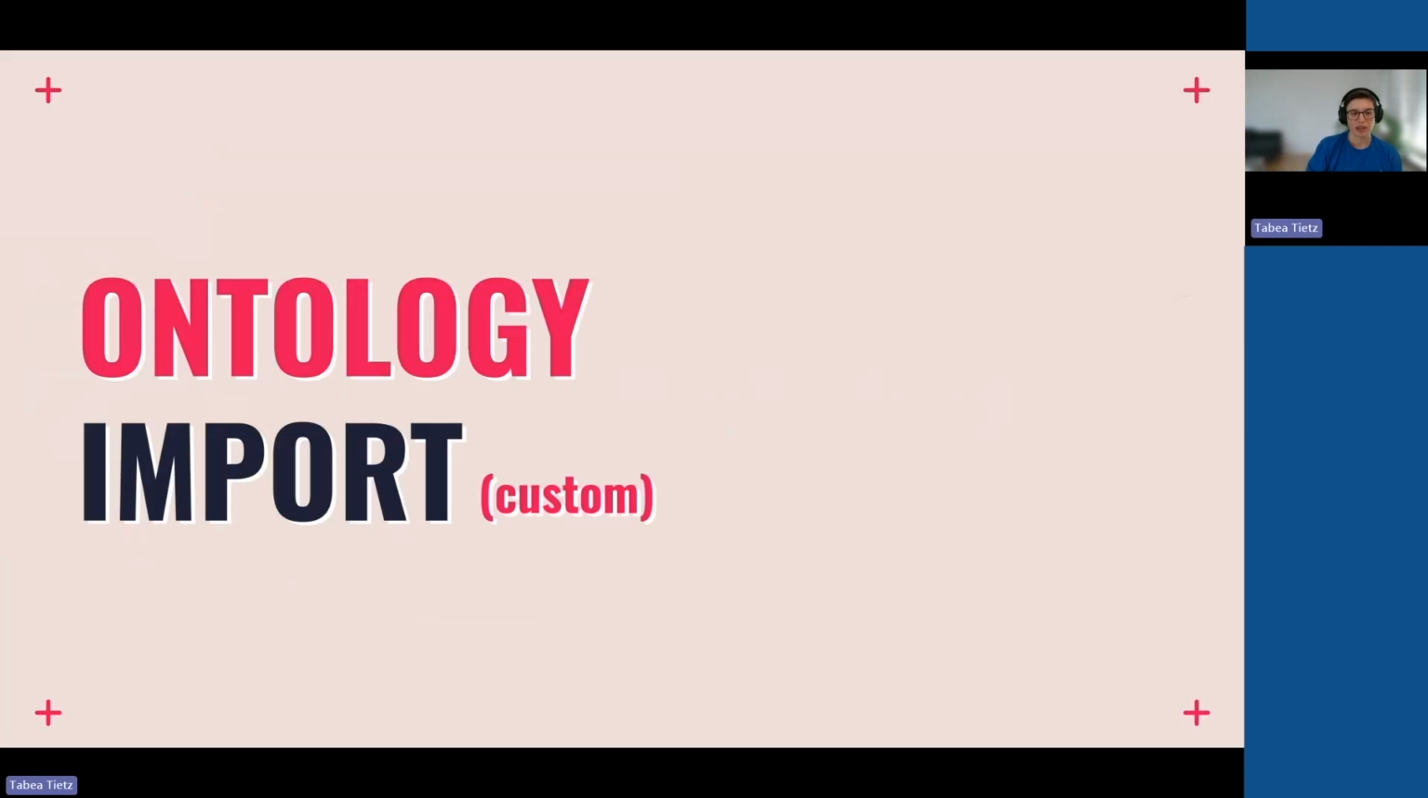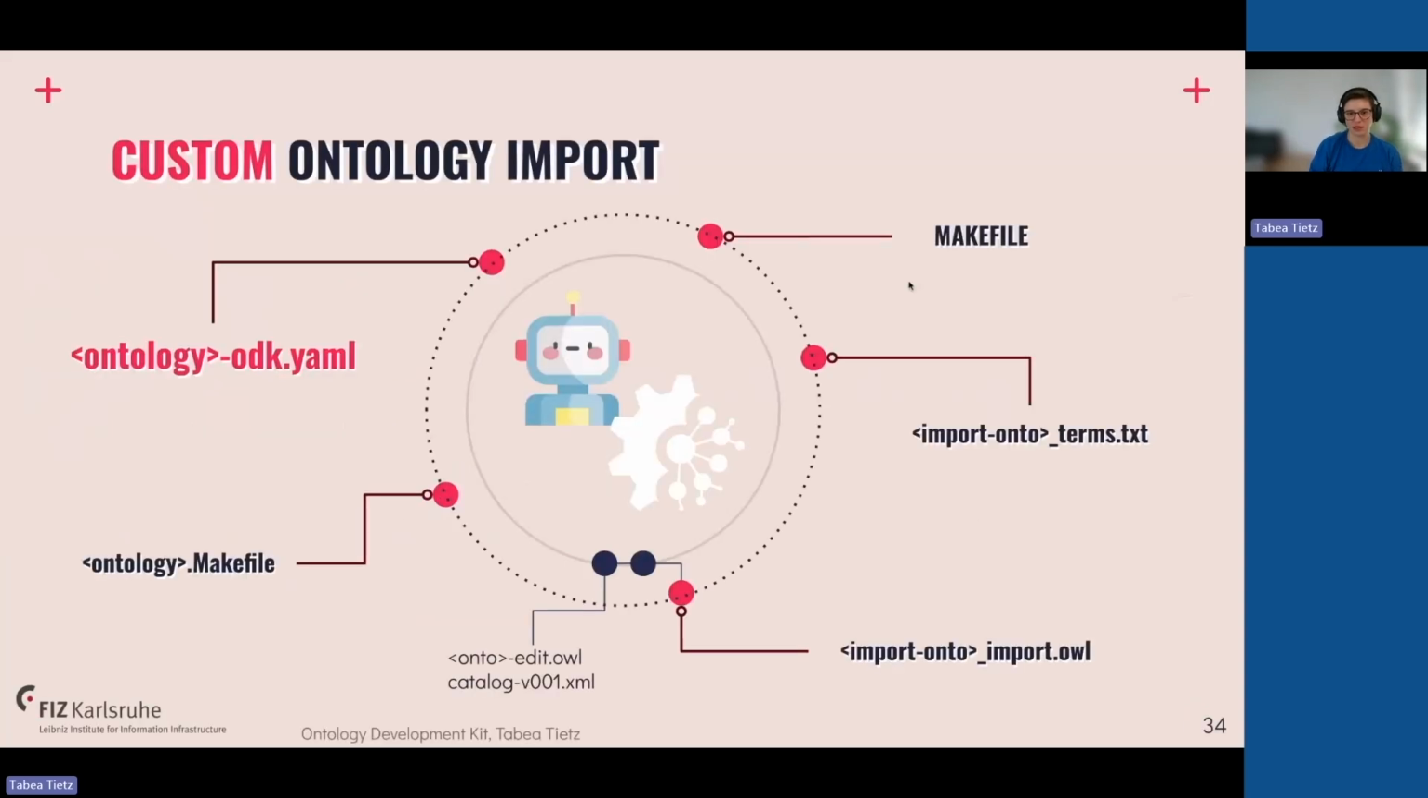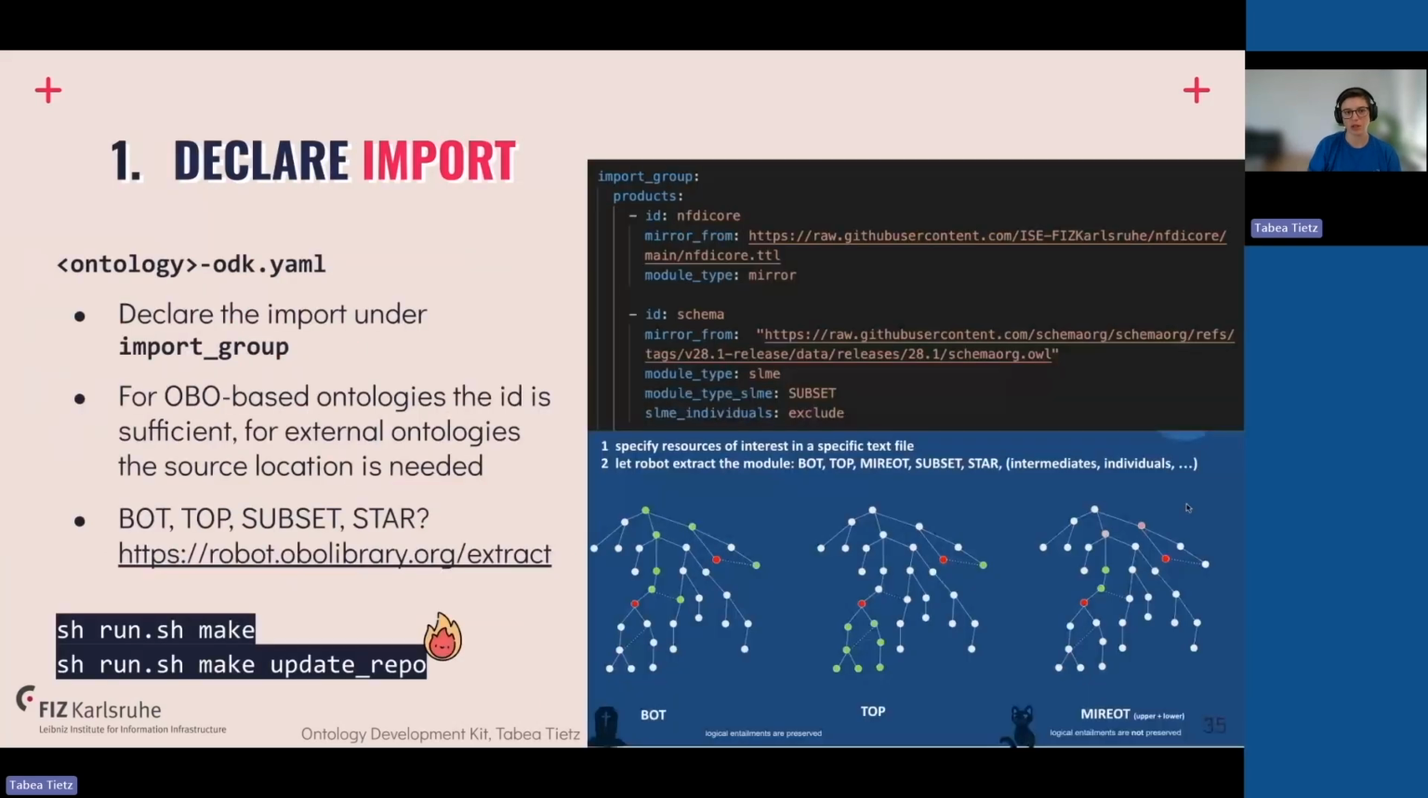Okay. And the next part that I would go into is the ontology import, because I find it not so straightforward if you want to have a more custom solution to that. It involves quite a few steps, which starts and ends with this YAML file that we already got to know. In this YAML file, we declare our import. For example, as we do that in the import group.